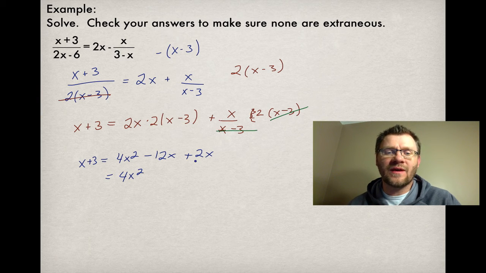We move everything to the same side. We have negative 12x plus 2x is negative 10x. We subtract another x, we get negative 11x. And then we also move the 3 over here, so we get a negative 3.